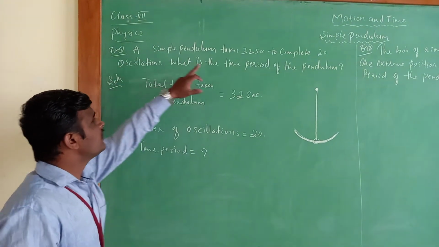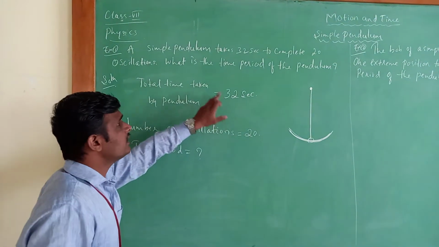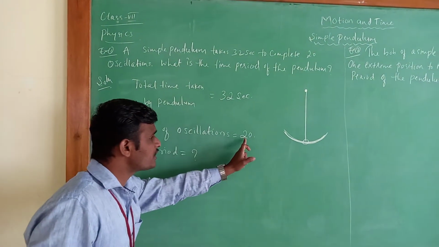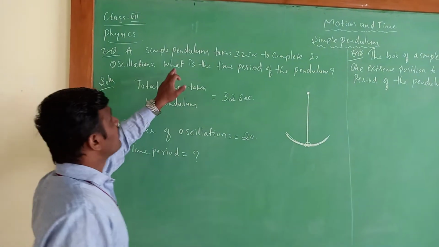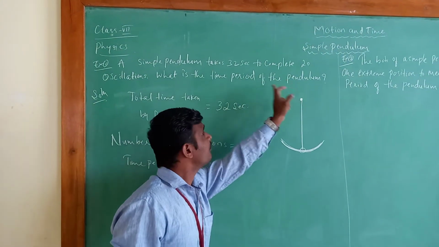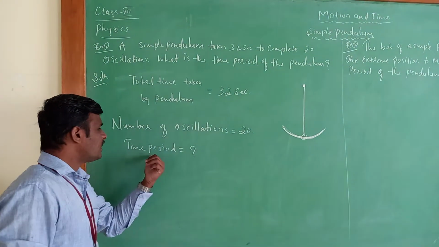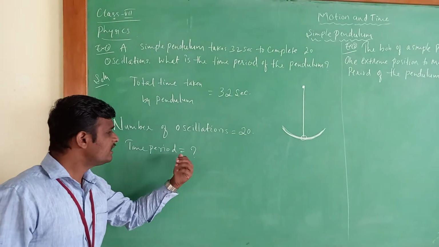So what have they given? Time, I have written here. Then how many oscillations? 20 oscillations they have given, I have written here. Then they told us to calculate the time period of that pendulum, so time period is the question mark. That is the thing you have to find.